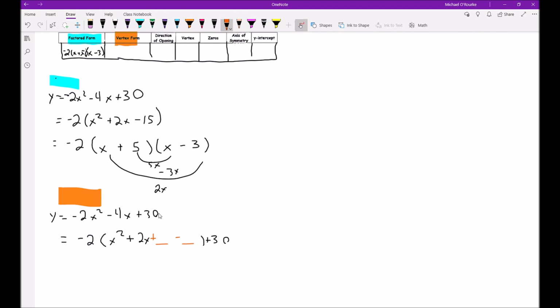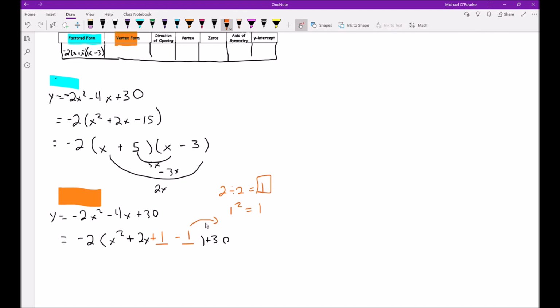What's going to be my plus, and what's going to be my minus? Not 2, 1, right? 2 divided by 2 equals 1. I'm going to put a box around that. And then 1 squared equals 1. So I'm going to add 1 and take away 1. Now I need to kick this 1 out, right?